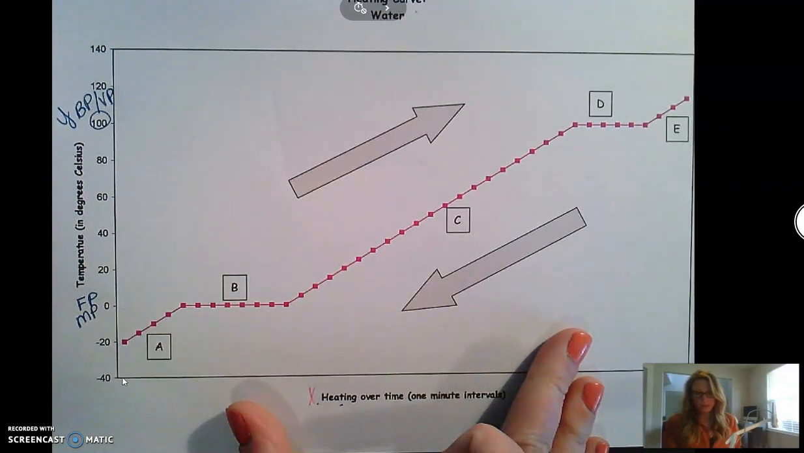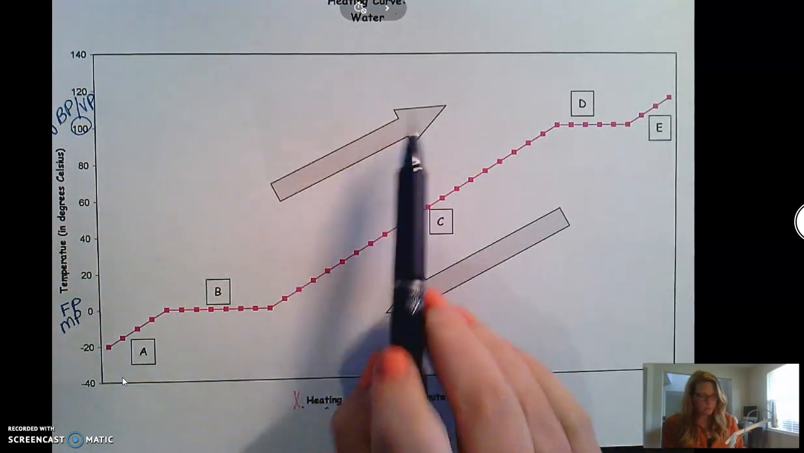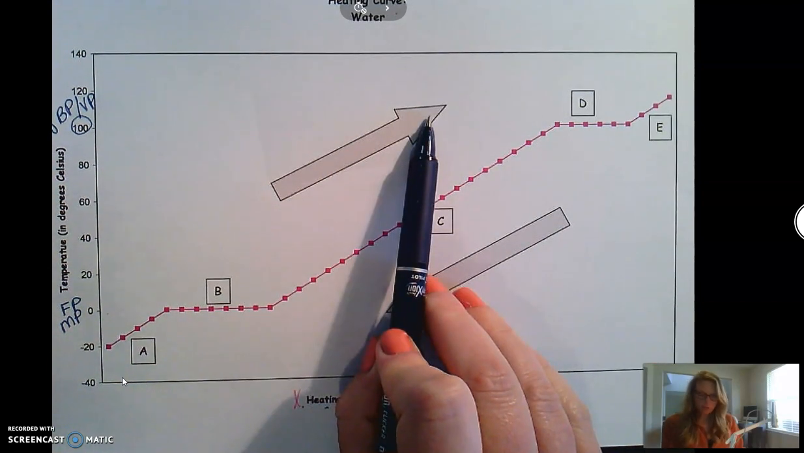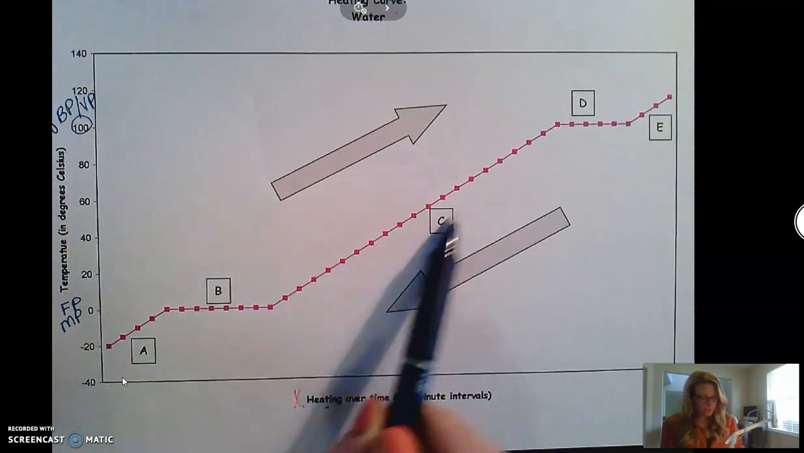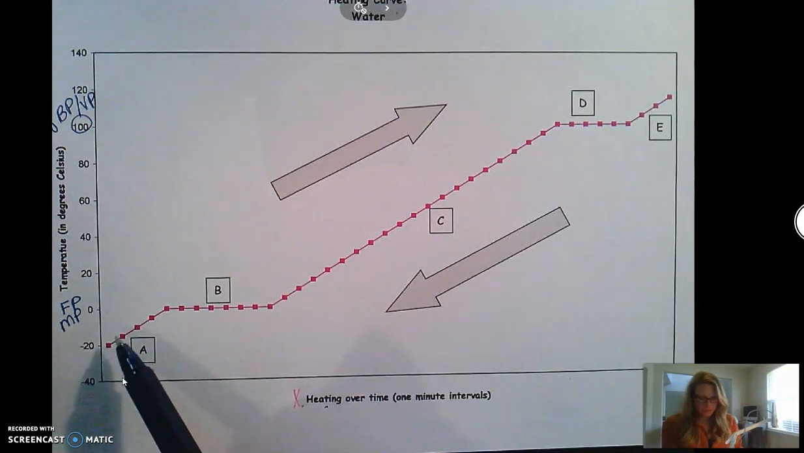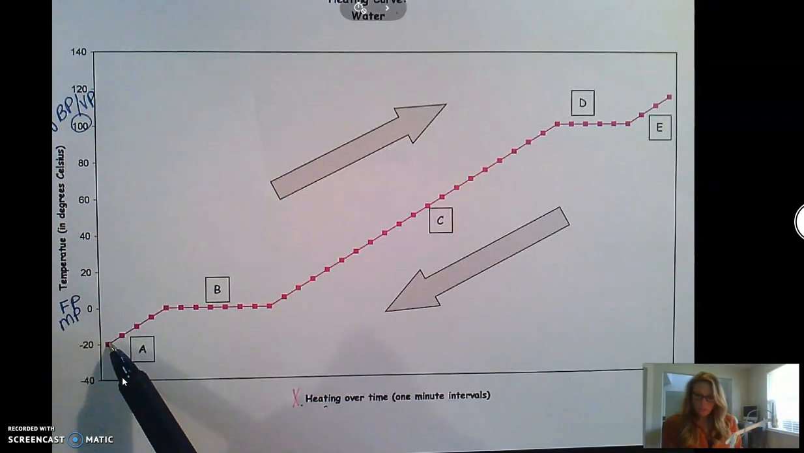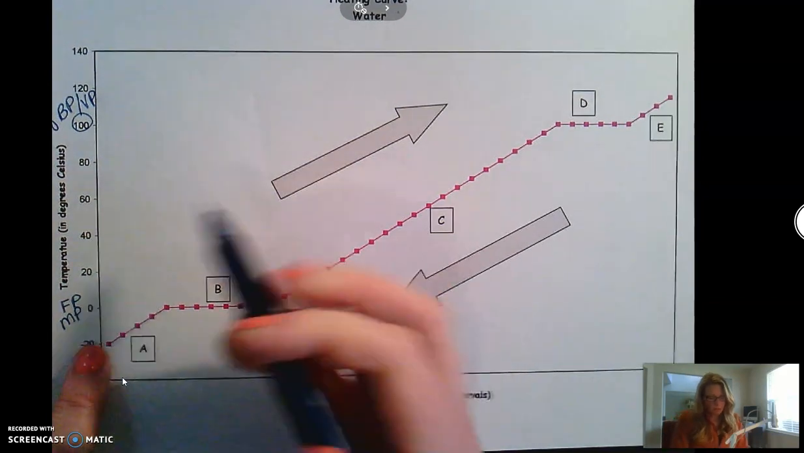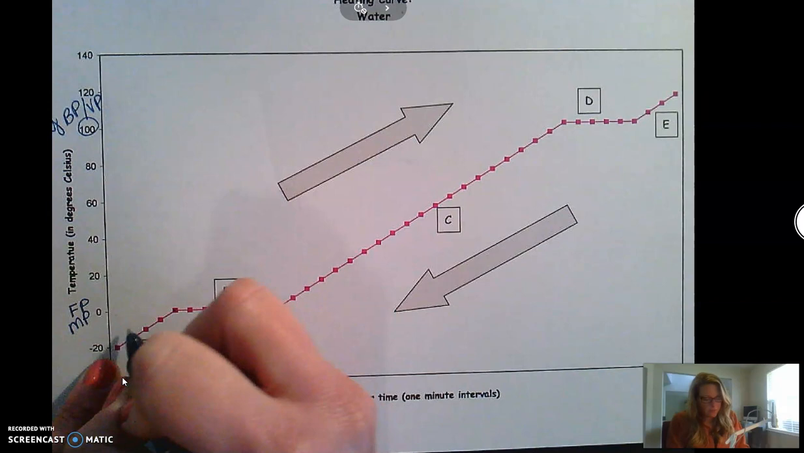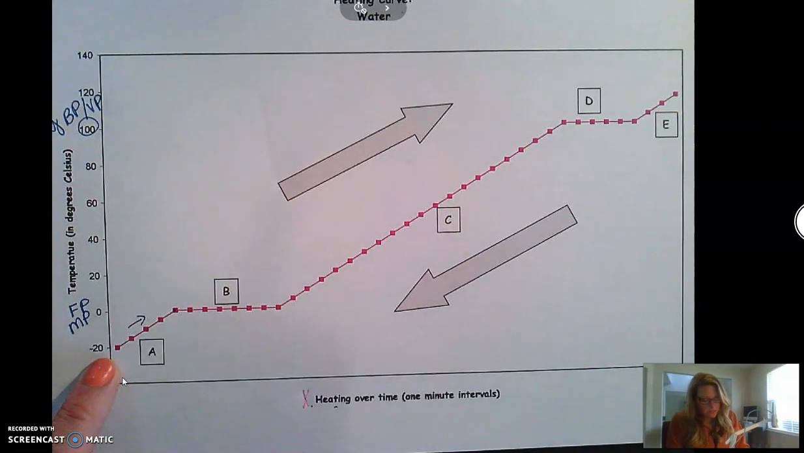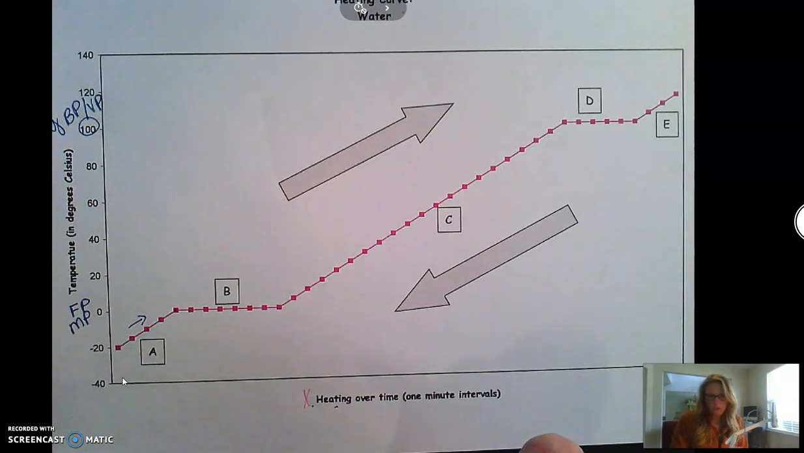The next thing that you guys need to look at is we're going to start going away from our y-axis with this number, this arrow over here. So the first thing that I would look at is, okay, I've got A, B, C, D, and E. A is this segment here. It's increasing. It's starting at -20. So what is happening between -20 and 0? The temperature is doing what? In this case, the temperature is increasing. It's going up.